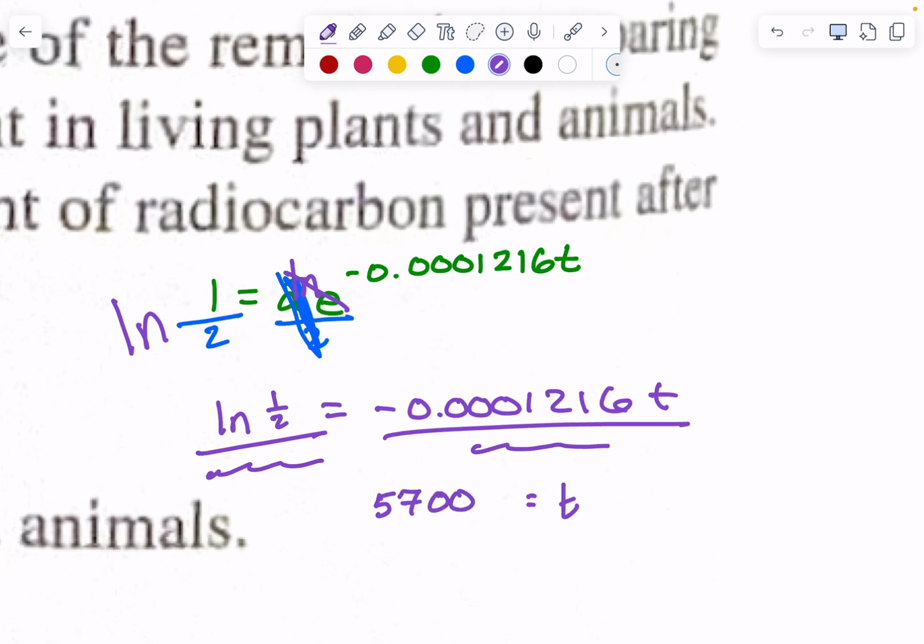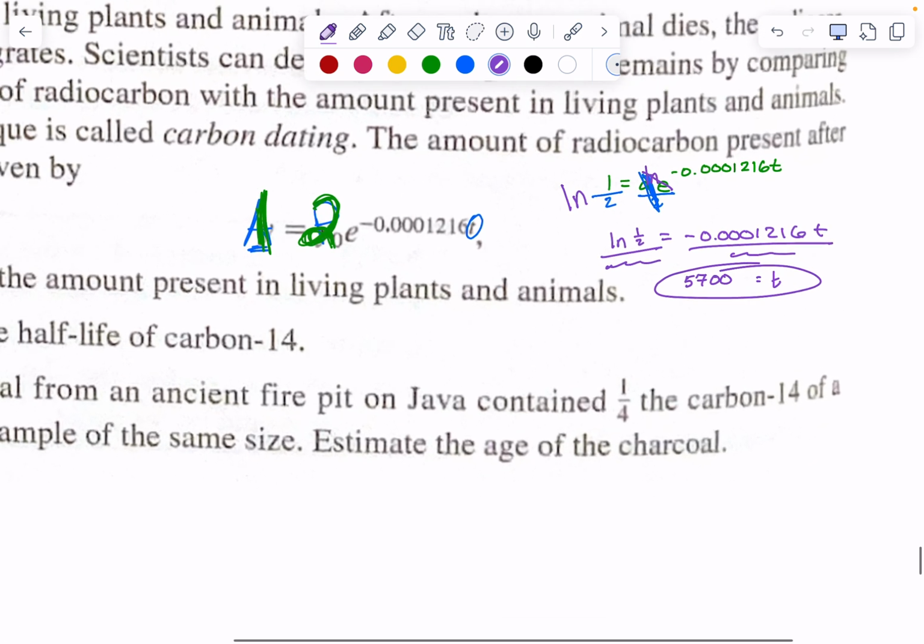5,700.2235. Okay, it should be 5,730, but rounding and all the things, right? So that is part A.